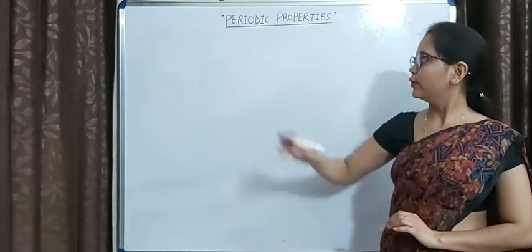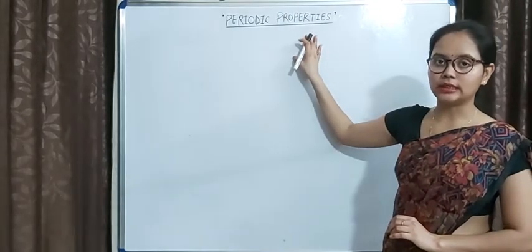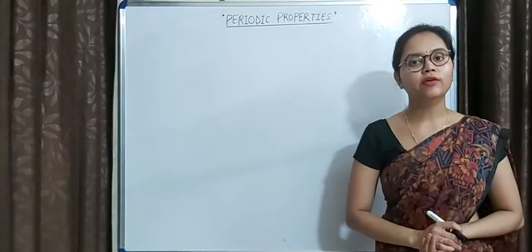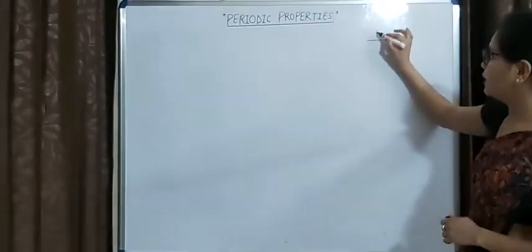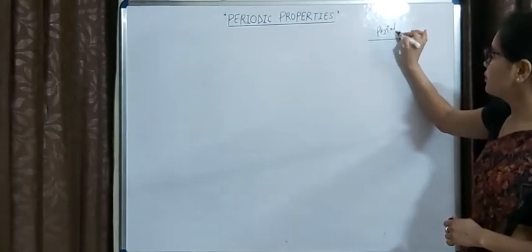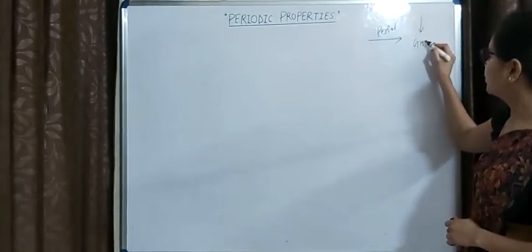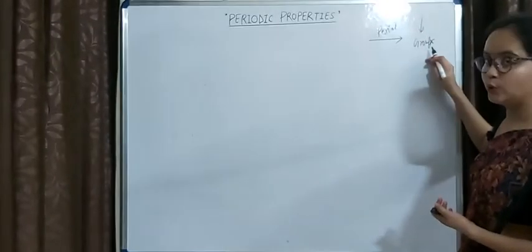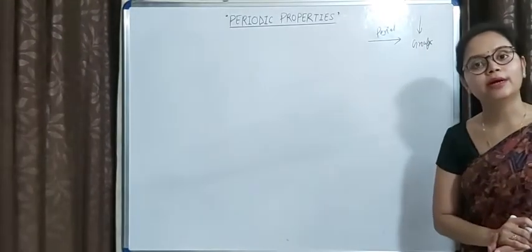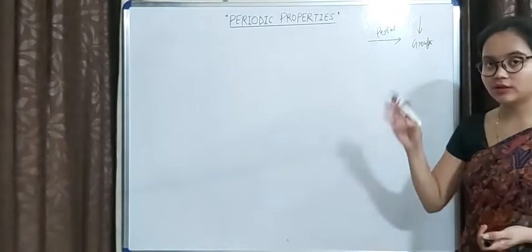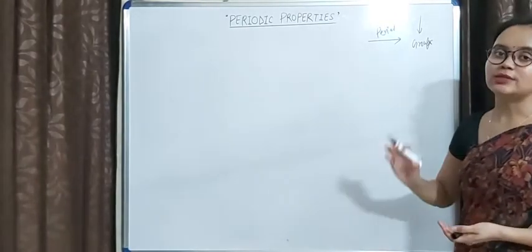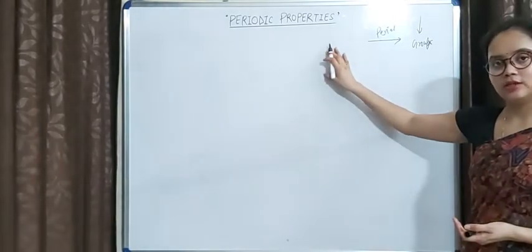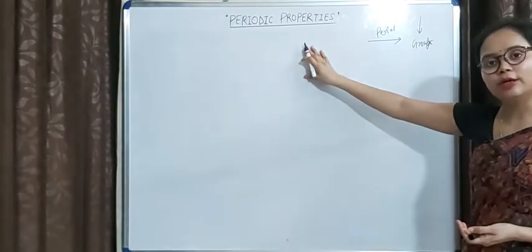Hello dear students, our today's topic is periodic properties. As we know, horizontal rows in the periodic table are known as periods and vertical columns are known as groups. When we move across a period from left to right, or down a group from up to down, several properties of elements change with this movement. These properties are known as periodic properties.